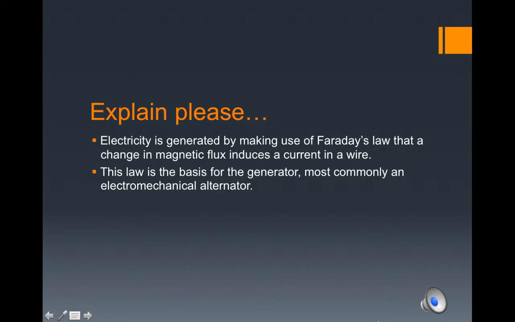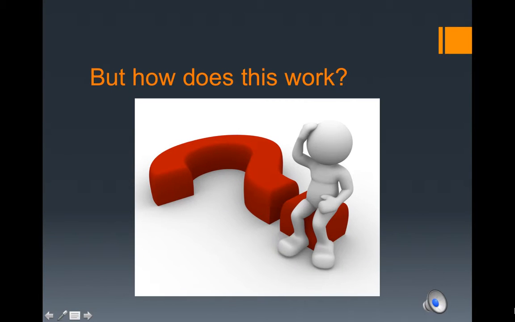The fundamentals of this is that electricity is generated by making use of Faraday's law, that a change in magnetic flux induces a current in a wire. This law is the basis for the generator, most commonly an electromechanical alternator. You may be asking yourself now, how does this work?